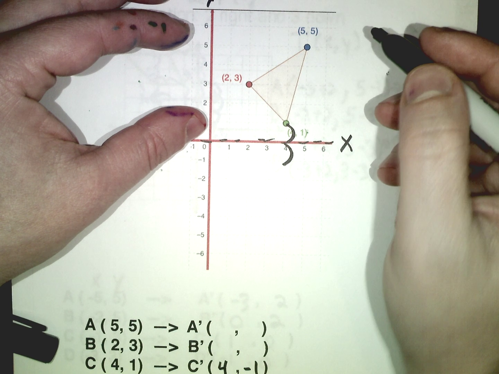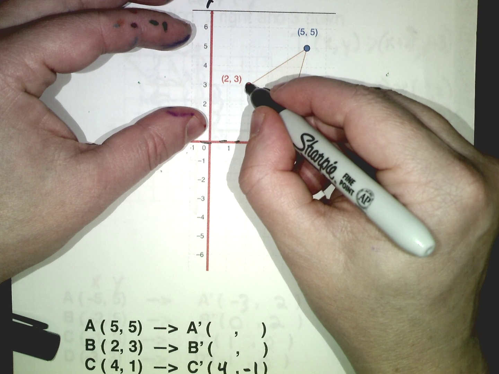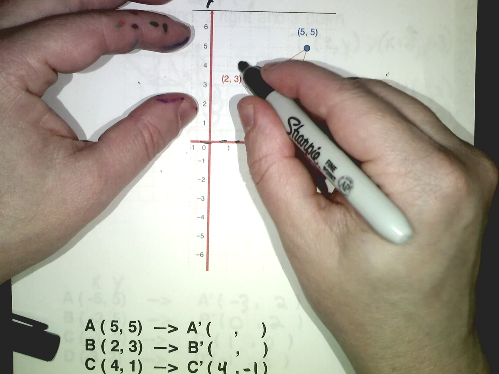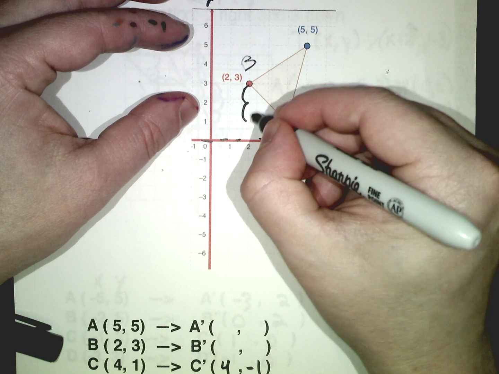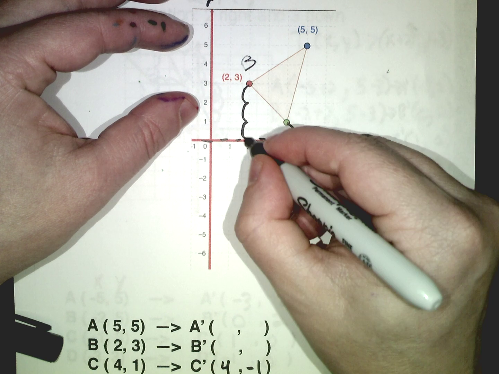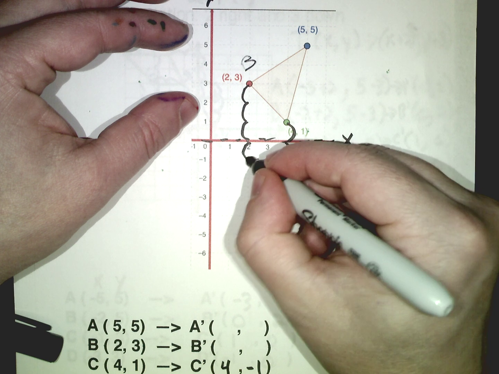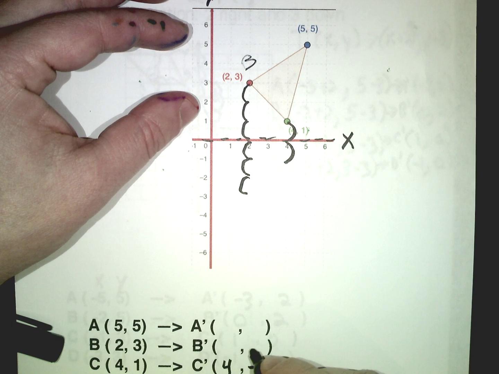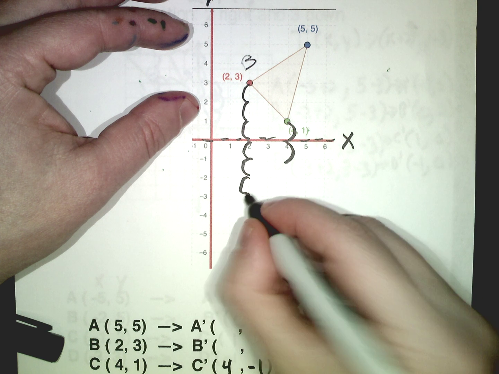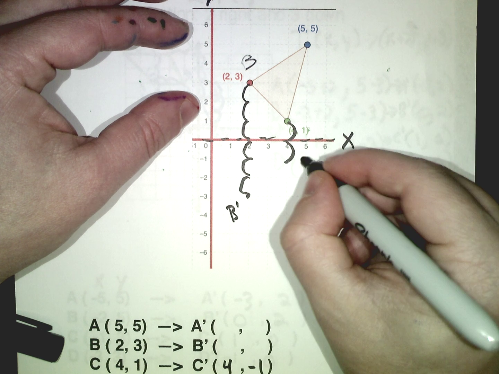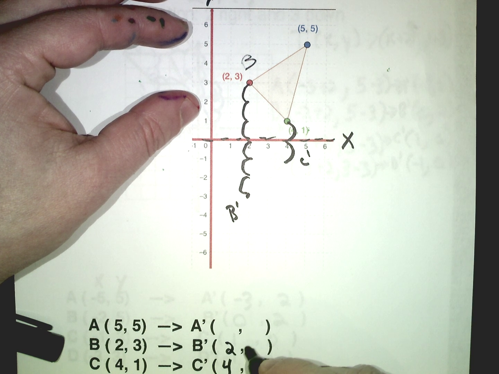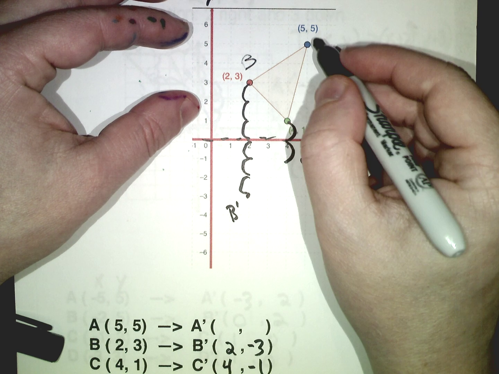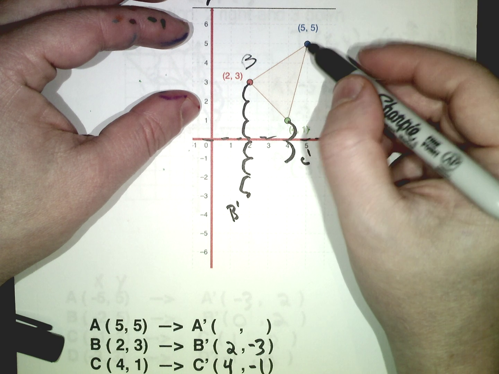Now look what happens in the rest of the ones here. 2 comma 3. This is my B, according to my numbers down there. I am 1, 2, 3 away from the mirror. When I get to the mirror, I have to go another 1, 2, 3. So my new B prime, we want to call it, is 2, comma -3. Look at that. So I see a rule develop here. This is going to work on the quiz if you realize the rule.